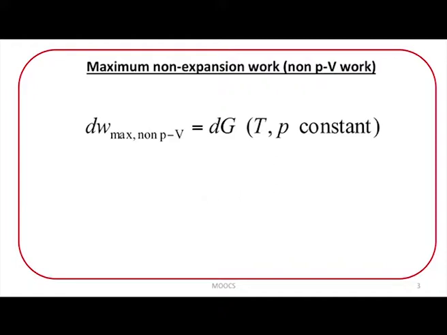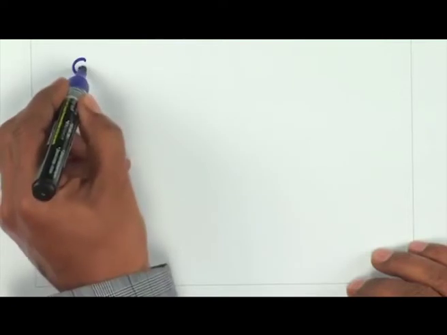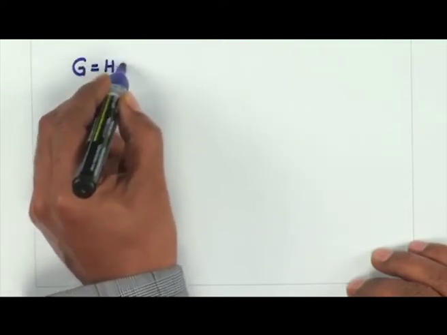And for a finite change, W max is given by delta G. So, now our goal is to prove that W max, as seen in the slide, the maximum non pressure volume work obtainable from the system, is equal to delta G at constant temperature and pressure. For this, I will start with the definition of Gibbs free energy. G is equal to H minus TS.